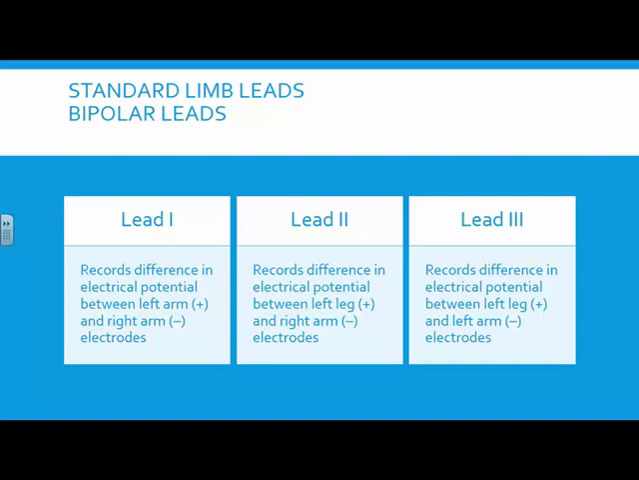All right, lead 2 records the difference in electrical potential between the left leg and the right arm electrodes. All right? So what happens here? In lead 2, your left leg is positive and your right arm is negative. So remember, we're going to take a picture if we think the positive electrode is the camera. How's the current?